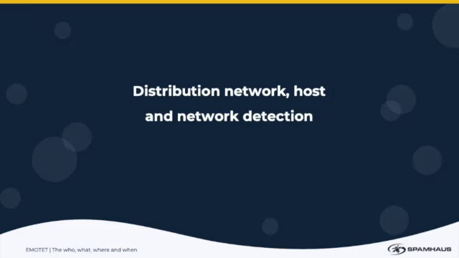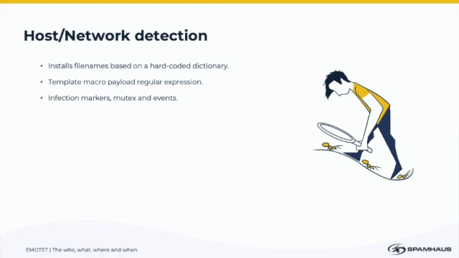I'll go a little bit into the distribution network and the host, and how to detect, if you have an Emotet infection, how you would detect it quite easily. So these are some of the ways we can detect Emotet on a host or a network. But the thing about these detection techniques is, as Emotet keeps on evolving, they don't live for long, right?